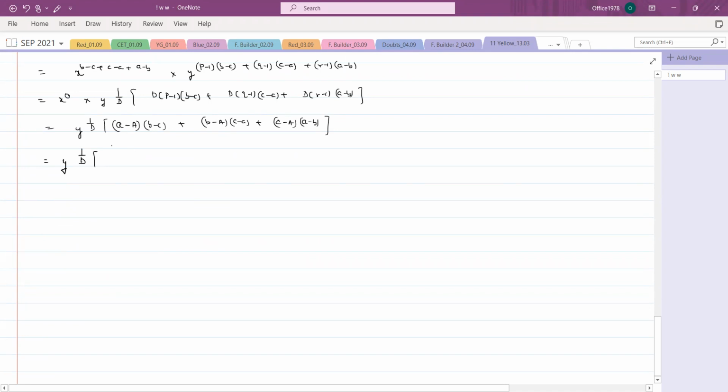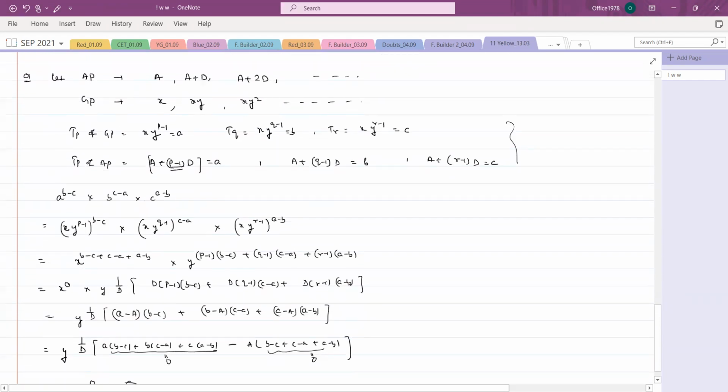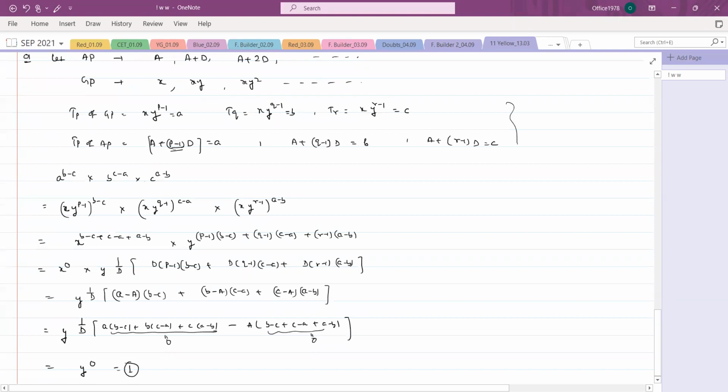You know, a into b minus c plus b into c minus a plus c into a minus b minus capital A into b minus c plus c minus a plus a minus b, which is y to the power 0. ये 0 हो गया, ये भी 0. y raised to 0, that is 1. Am I correct?